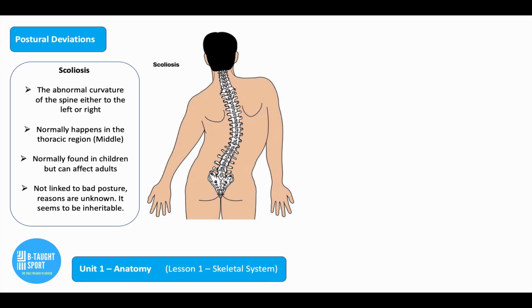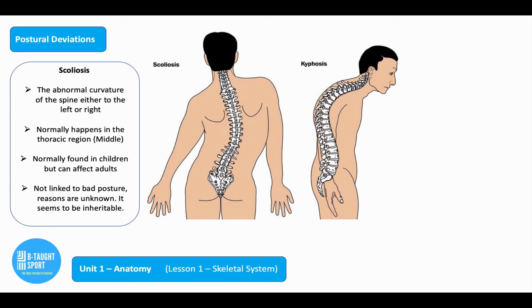Now, if we just look at the previous diagram, the middle section is the thoracic, and it is normally found in children, but believe it or not, actually can be affected by adults. Now, this is not down to bad posture, or it's not been linked to. However, we're not sure of the reasons why it can happen. They are still doing scientific research. It also does seem to be inheritable. So that's the first one. Scoliosis, basically the abnormal curvature of the spine on the left or the right hand side.